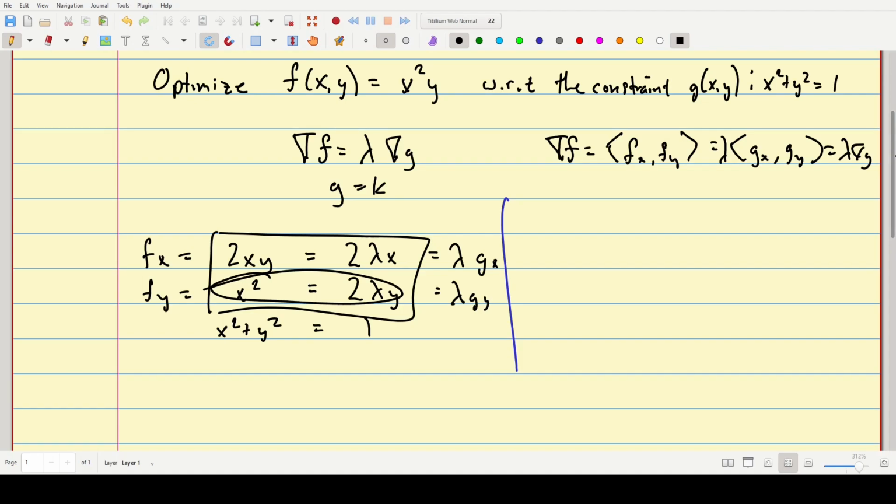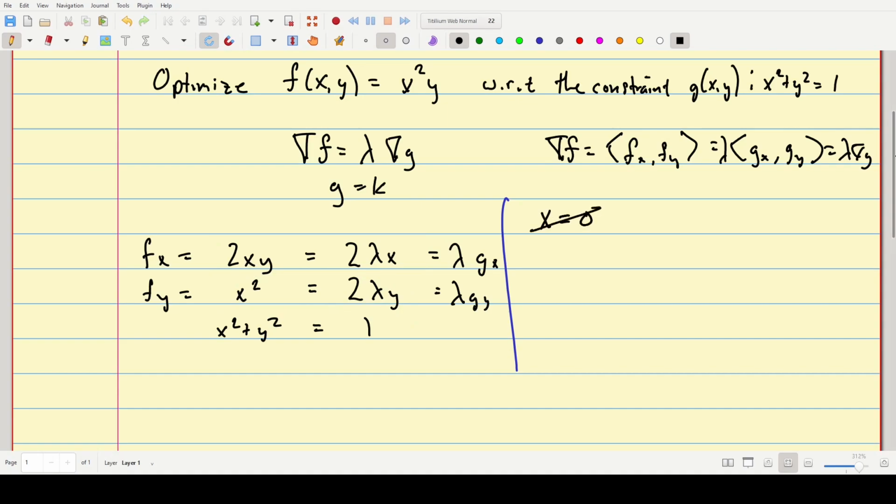Because if I set x equal to 0, then that would mean that y has to equal 0, and that violates the constraint. So something we need to consider, but we can eliminate through following the logic here. That means that we can divide by x. So if we take our first equation here and divide through by x, we get this expression, so y equals lambda.